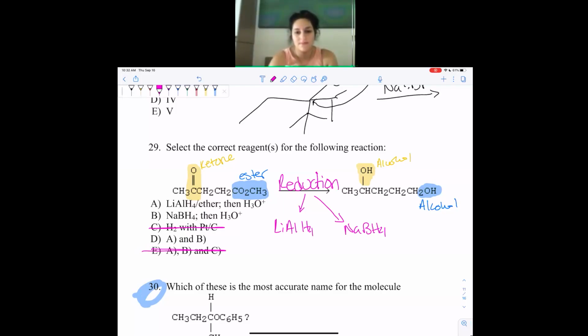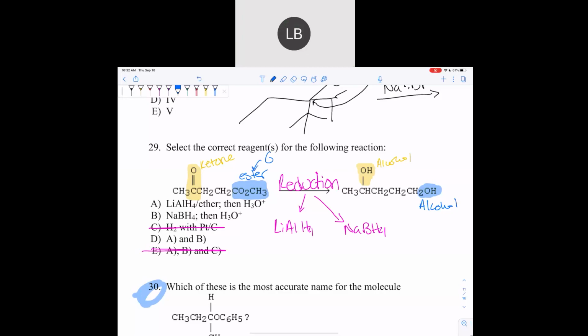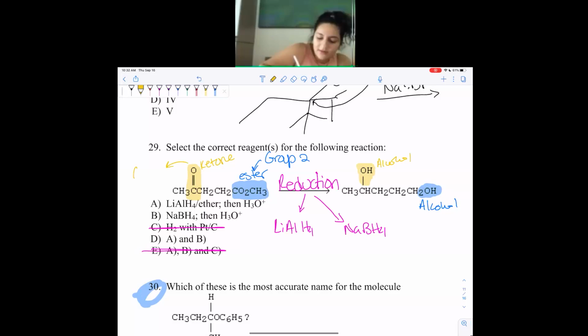Well, we have an ester, and we know that it's group two, so it can't go with the NaBH4, so it'd have to be the one with the LiAlH4. Perfect answer. Couldn't have said it better myself. So the ketone is group one, which can use either reagent. The ester is group two, so it can only use LiAlH4. Therefore, in order to reduce both of those groups, we had to use this reagent. And Dustin said the same thing in the chat.